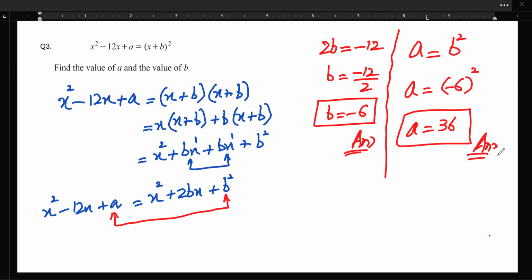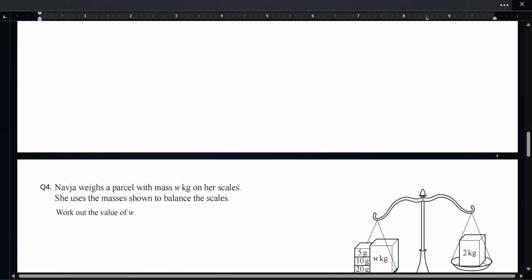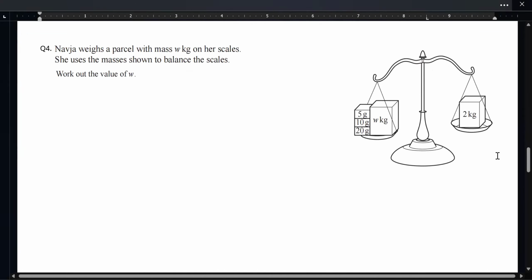Okay, let's move to the next question. I'm going to erase the board. Okay, what they said in this question. We have a balance here. The Navja weighs a parcel with mass W kg. On her scales, she uses the masses shown to balance the scale. Work out the W. It means the right hand side is equal to the left hand side. This is what I understand.